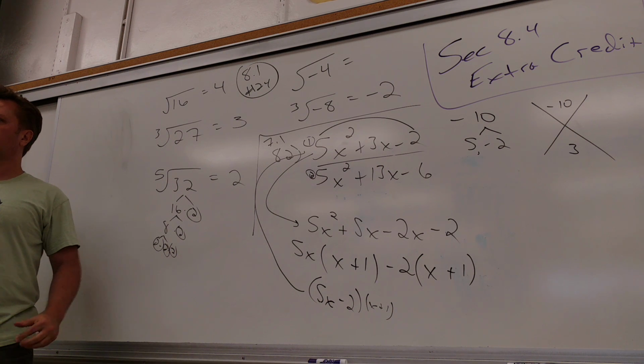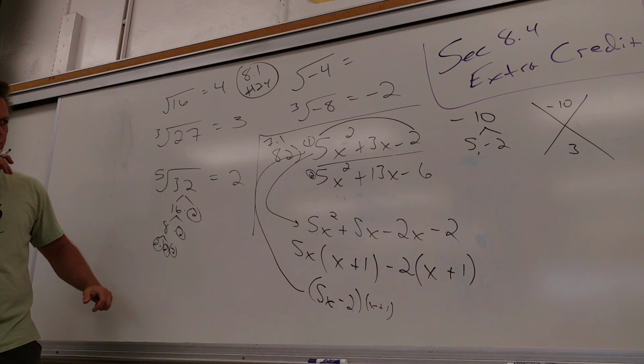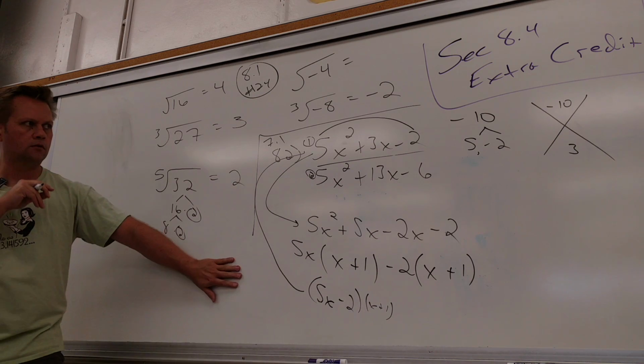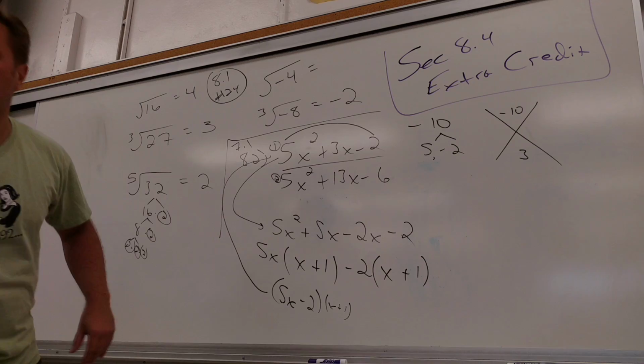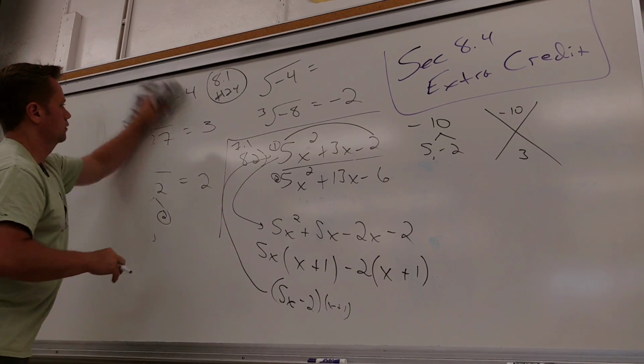You kind of skipped a step, so I'm... Oh no! What step did I skip? I'm very visual, so like... Yes. Going from 5x squared plus 3x minus 2 to 5x squared plus 5x minus 2. Like, I don't know how you got that.